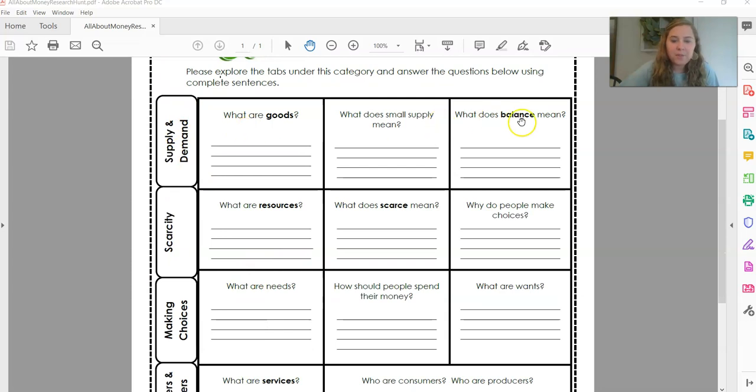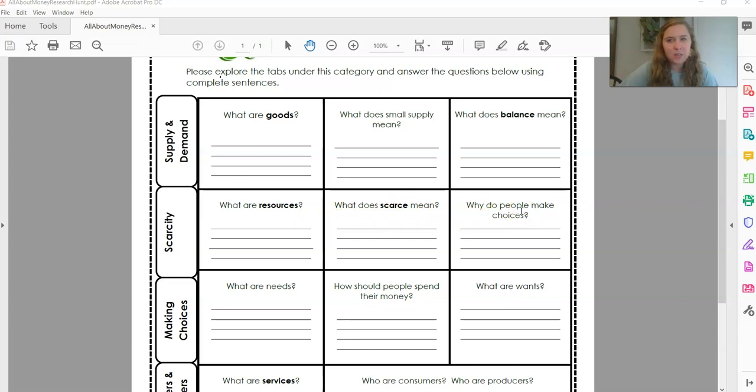The first row says supply and demand. Well, you can either remember or definitely find some extra support when you research. So what are goods? What does small supply mean? Okay, we didn't necessarily talk about small supply, but I think you can also infer what that means as well as find it when you're looking up your answers. What does balance mean? Okay, this row is about scarcity. We did talk about scarcity. What are resources? What does scarce mean? And why do people make choices?